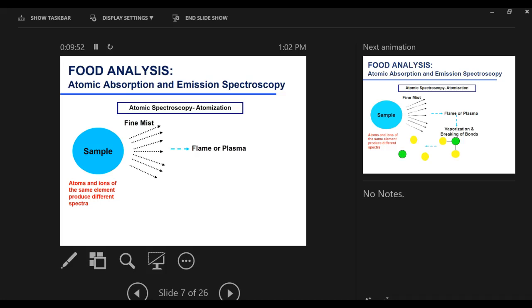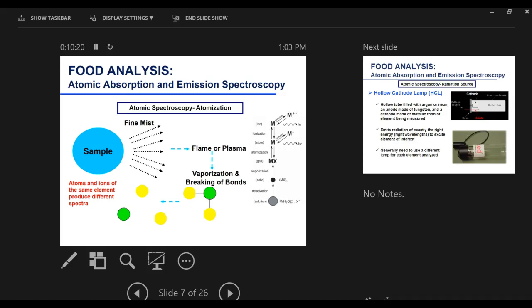So here your elements are still in a molecular form, but they are in small particulates that hit the flame. The solvent will be evaporated and bonds will be broken. So we have vaporization of your solvent, and then the bonds of your molecule or elemental molecule will be broken, and you would have singular atoms.